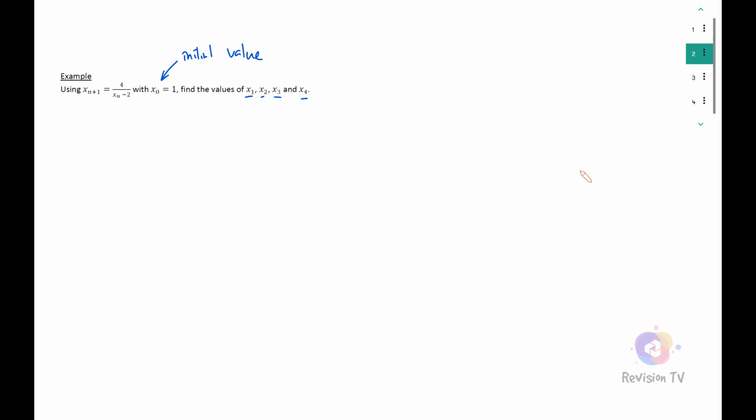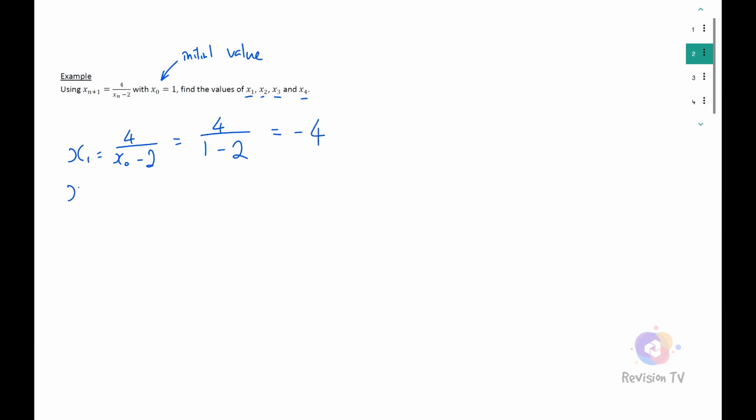So without a calculator, we know x0 is 1. That means if I want to find x1, I can use the formula 4 over. If x1 is the next term, then the previous term will be x0 minus 2. So we know x0 is 1. So I can rewrite the equation as 4 over 1 minus 2, which is 4 over minus 1, which is negative 4.